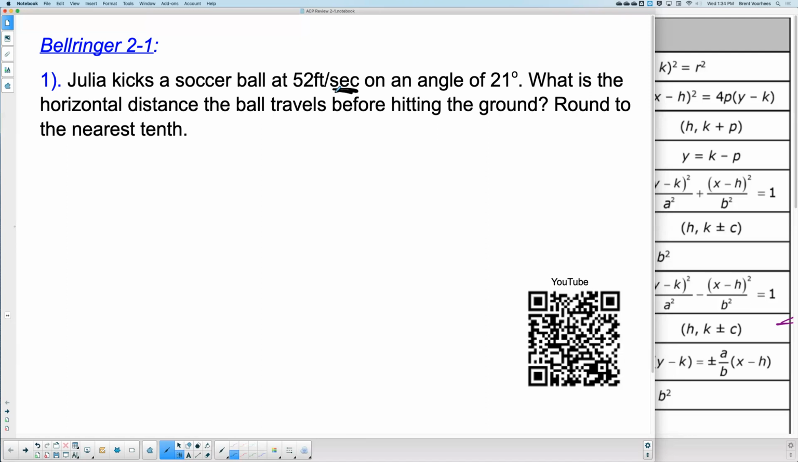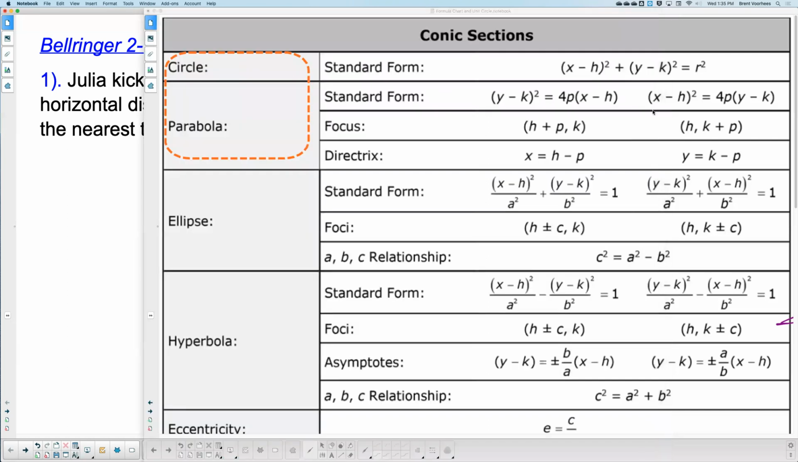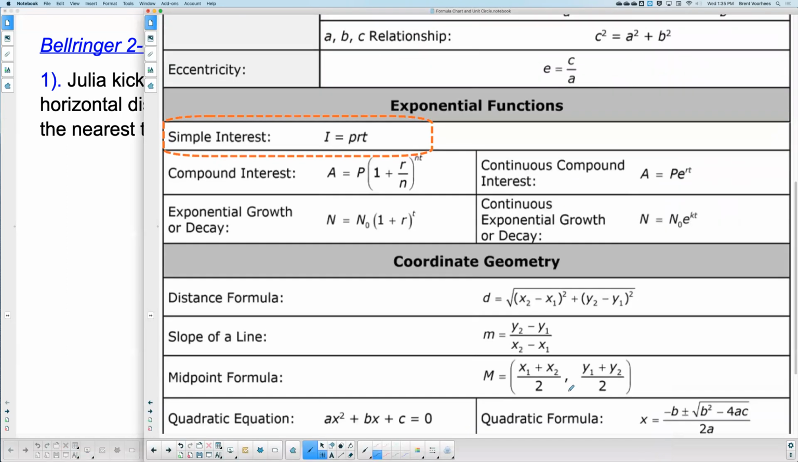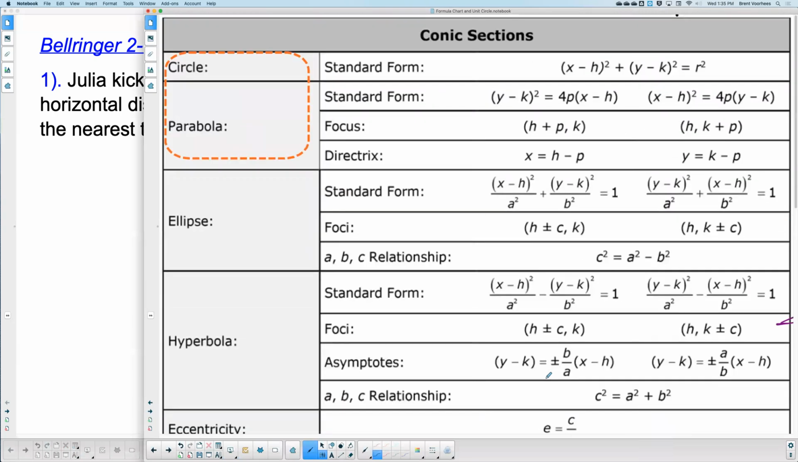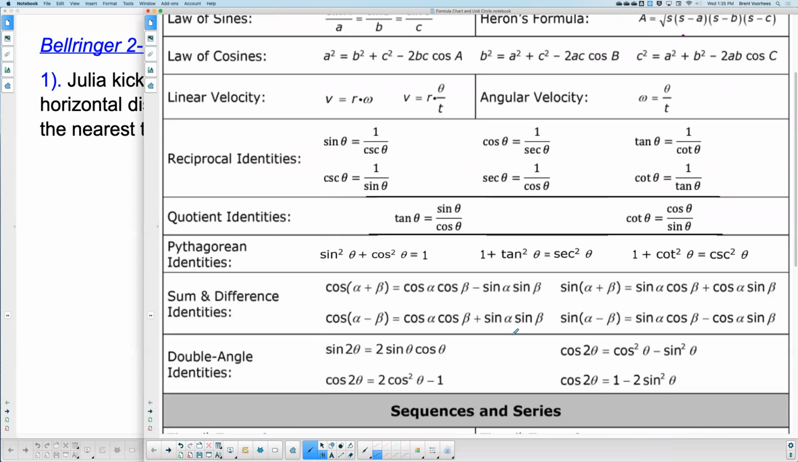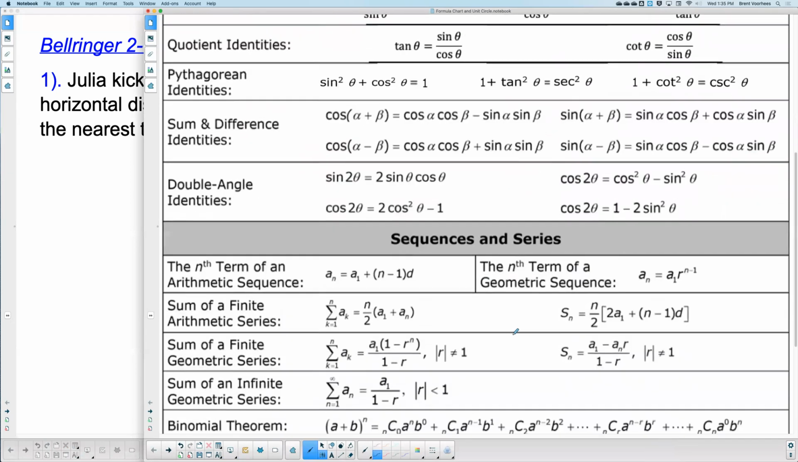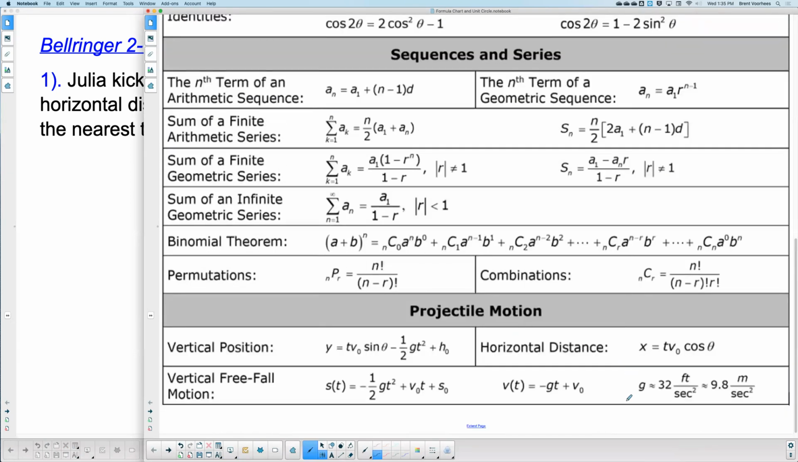There are 2 different ways I recommend solving these. The first one is to get the exact answer, very specific, where you use the formula chart. So I want you to go to your formula chart, and on this formula chart, find where it says projectile motion. That's not the right side, I'm on the wrong side. You see the projectile motion?